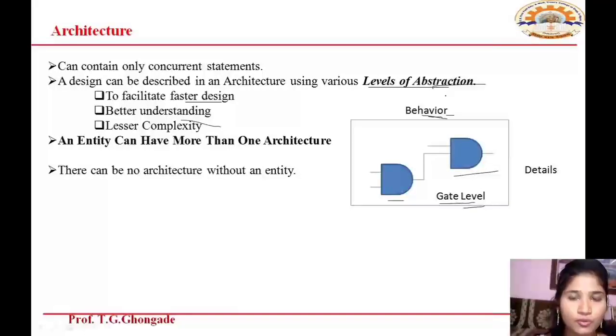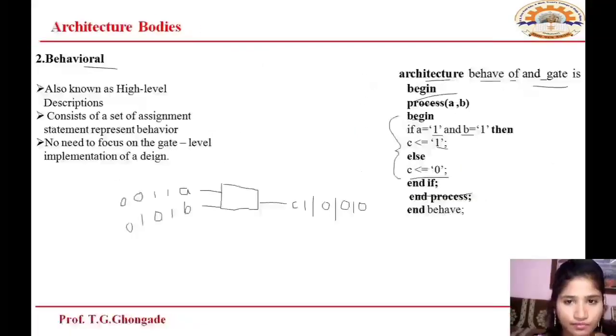It is up to you to decide at what level of detail you want to describe your architecture. In behavioral style of modeling, you don't need to focus on gate level implementation because it completely works on the behavior of your system. You don't really need to care about what your gate level implementation will be. Here you know that it's an AND gate, but when you design a larger or complex circuit, you don't need to worry about what your gate level implementation will be.